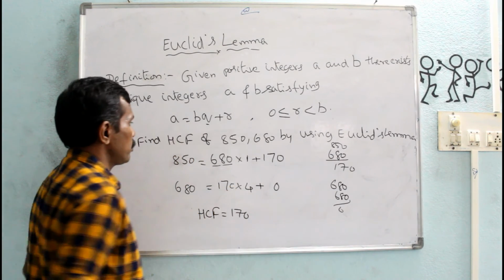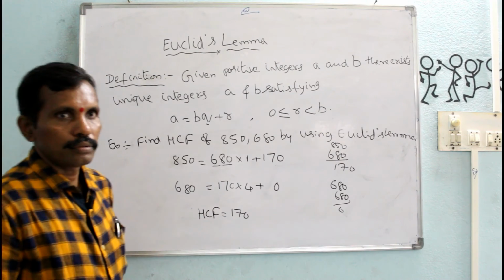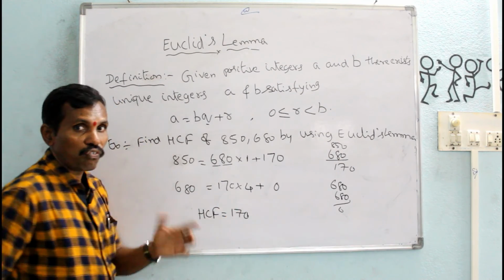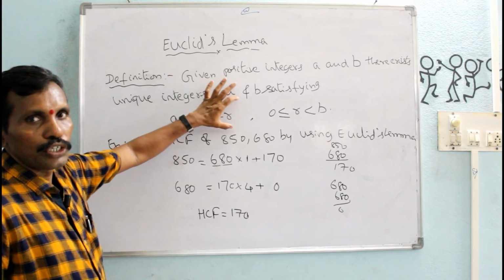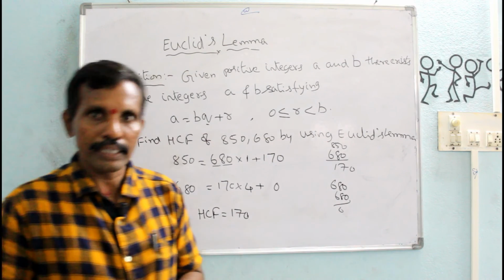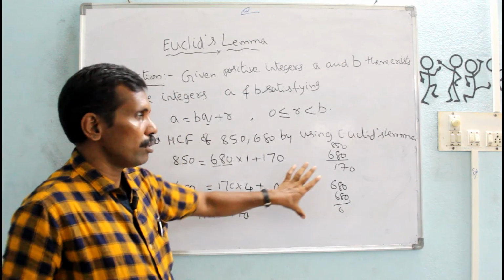So HCF is equal to 170. In this way you can find the HCF by using Euclid's lemma. In the next video I will tell another example for HCF.